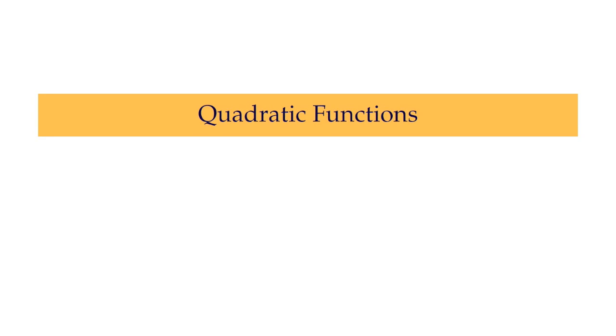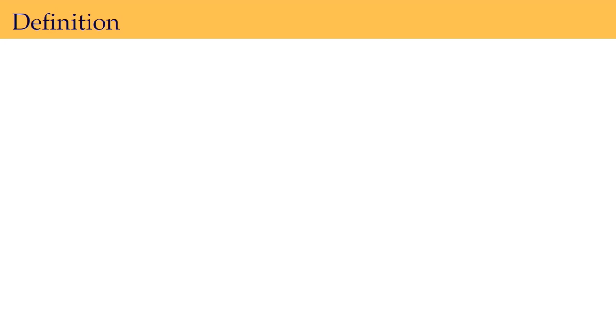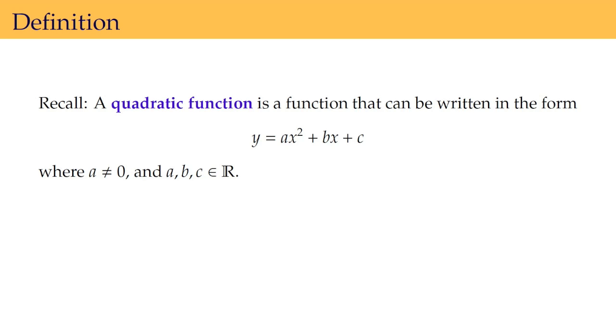This video is on quadratic functions. We'll start with the definition of a quadratic function. A quadratic function is a function that can be written in the form y equals ax squared plus bx plus c, where a is not equal to 0 and a, b, and c are all real numbers. Remember, this is our symbol for the set of real numbers.